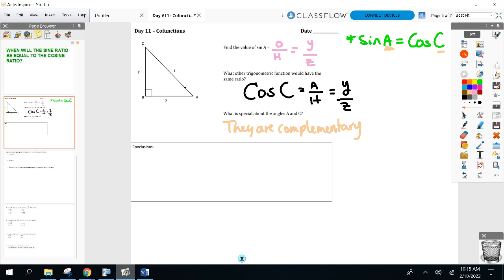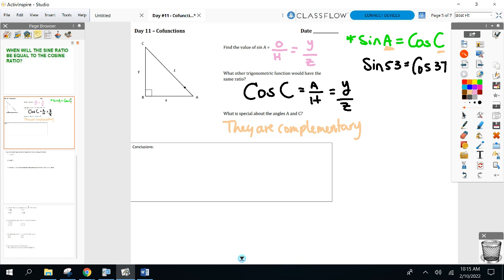Callum, can you please give me an angle that is less than 90? 53. Okay, everyone in your calculator right now, do the sine of 53. You're going to get a decimal, right? All right, now do the cosine of 37.